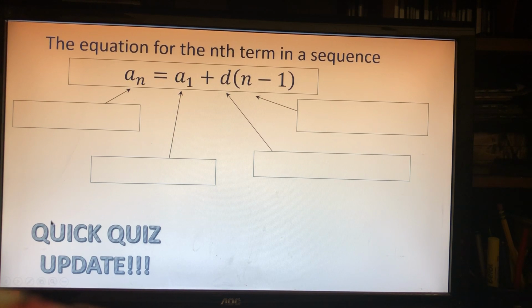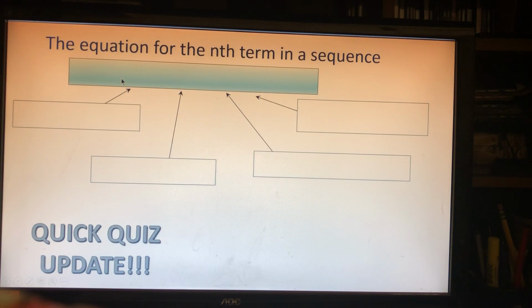Wait, quick quiz update. I will probably give you a quiz, simply give you a blank piece of paper with some bars on it and ask you what these are. I may ask you to fill out what that is. See if you can do it now. And if you can't, don't worry, you will be able to. And you can look it up.